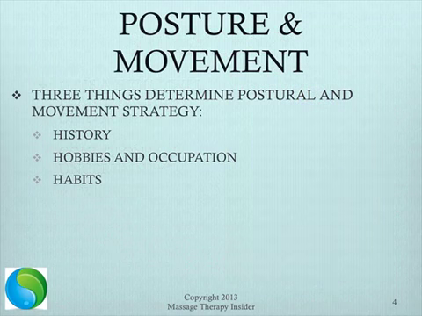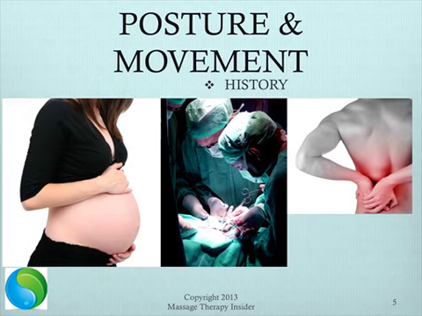So what determines what our nervous system develops as a postural and movement strategy? There are three primary categories of factors that determine what strategy our clients will employ: their history, their hobbies and occupation, and their habits. We'll look at each of these categories next. Our client's history will determine much of why they adopt certain posture and movement strategies. For example, pregnancy, surgery, and chronic pain each has an effect on what strategy our clients will adopt.